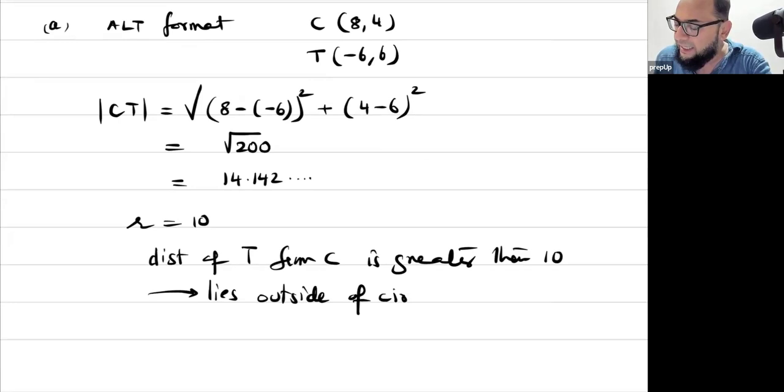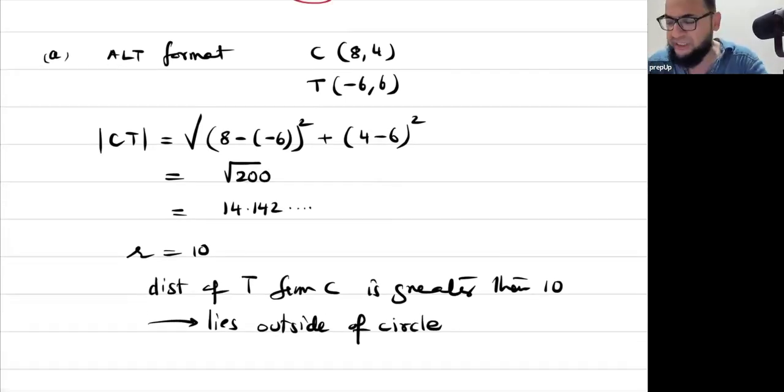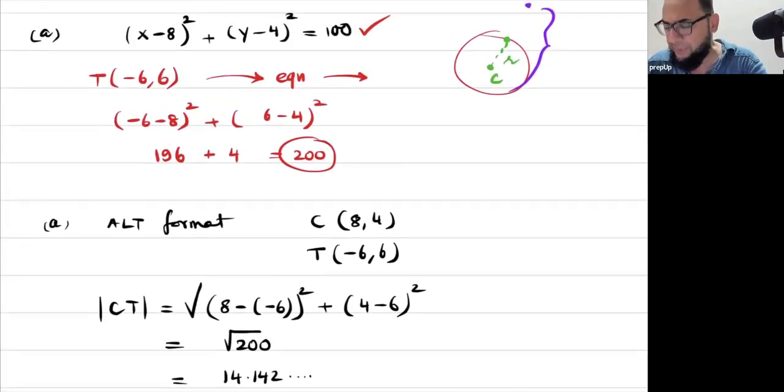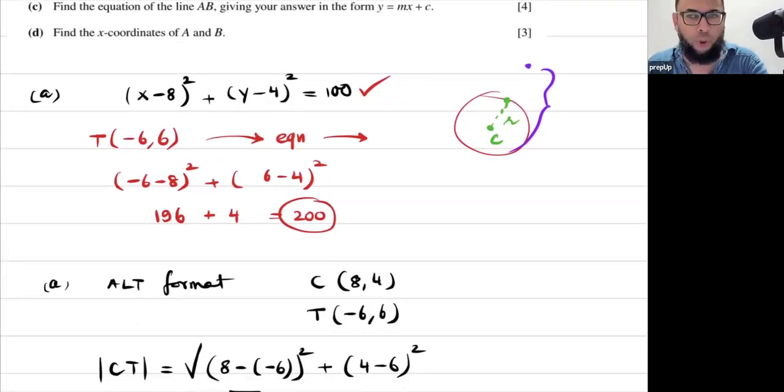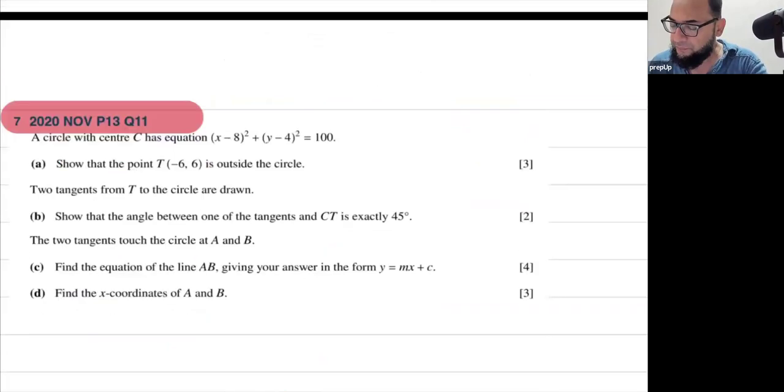I think the second one is more explanatory, I would say. The first one serves the purpose, but it seems a little bit short. So I think I'll go with the second method. Let's move to the next part. So part A is done.